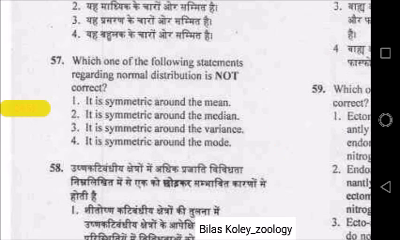Now we will discuss question number 57. Which of the following statements regarding normal distribution is not correct? And the options are: it is symmetric around the mean, it is symmetric around the median, it is symmetric around the variance, it is symmetric around the mode. In these questions, the right option is option number 3.